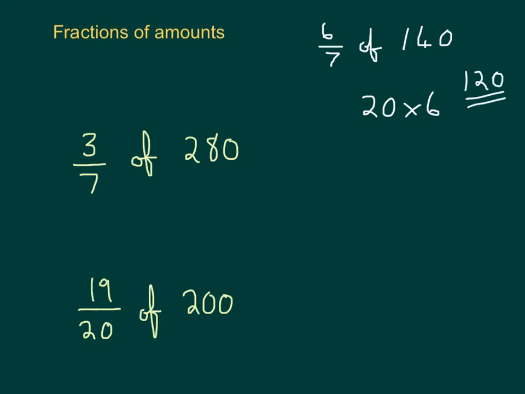Now, the reason that's very similar to finding an equivalent fraction is actually if I'm finding 6/7 is equal to what out of 140, I need to multiply the 7 by 20 to make it out of 140. And similarly, if I multiply the 6 by 20, that will give me 120. Have a go at finding these 2 fractions of amounts.